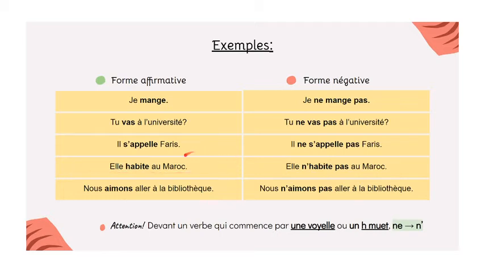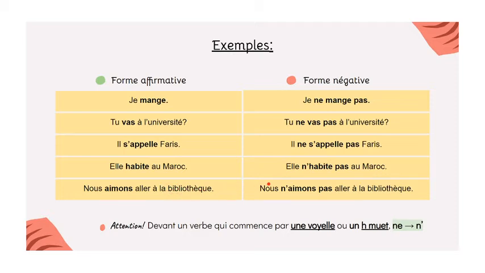And last example for this page is nous aimons aller à la bibliothèque. Kita menggunakan conjugation kepada verb aimer yang kita belajar tadi dan minggu lepas. Nous aimons aller, aller means to go, à la bibliothèque. Bibliothèque ni bermaksud perpustakaan. Perpustakaan adalah seorang wanita, la bibliothèque.